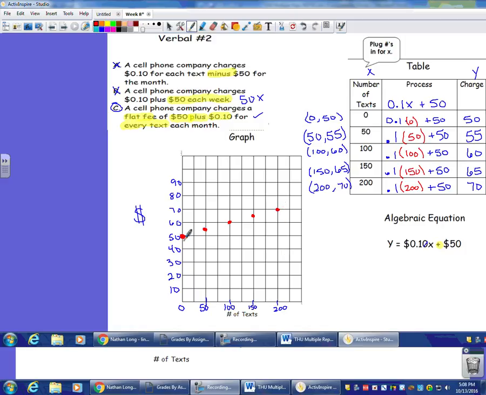And when I connect these points, they create a linear line, which is exactly what I wanted. And if I use this, I could predict what 250 or 300 or 1,000 text messages would be worth.